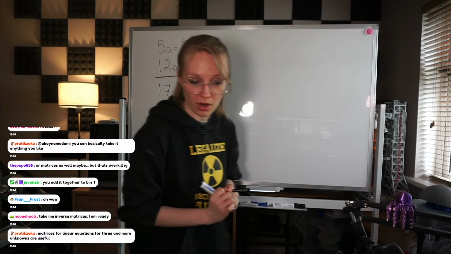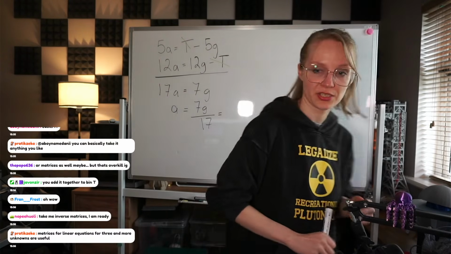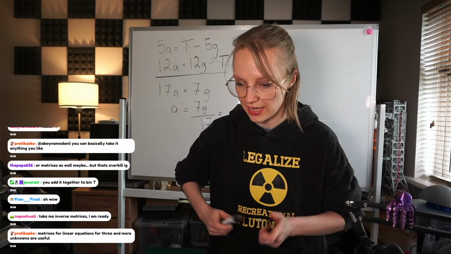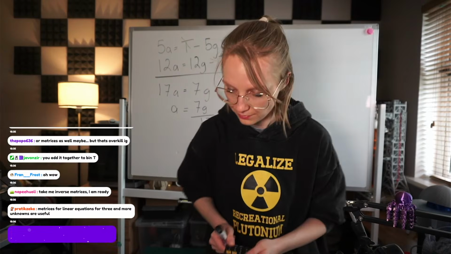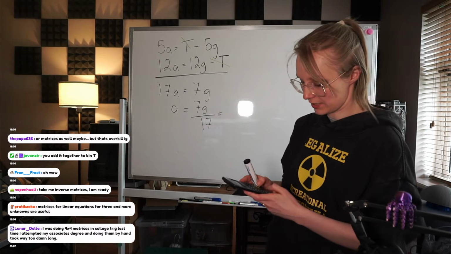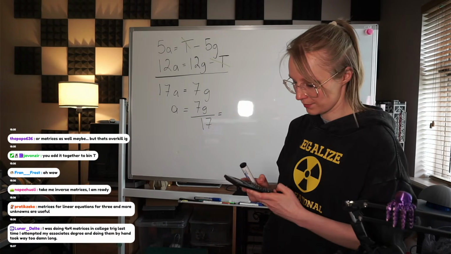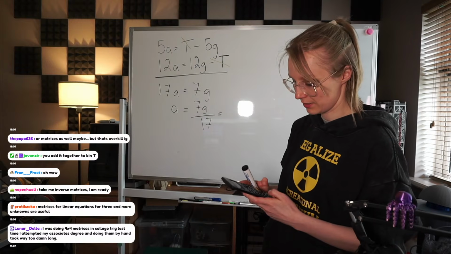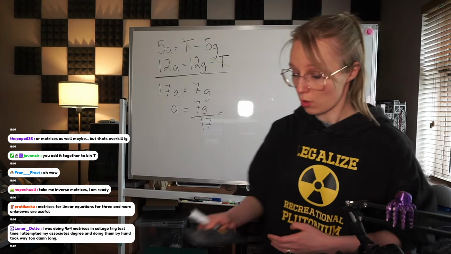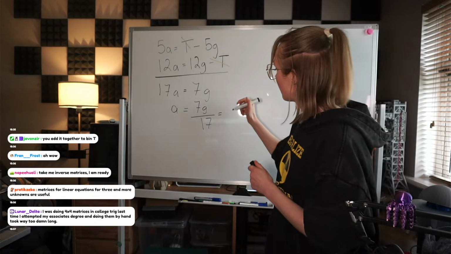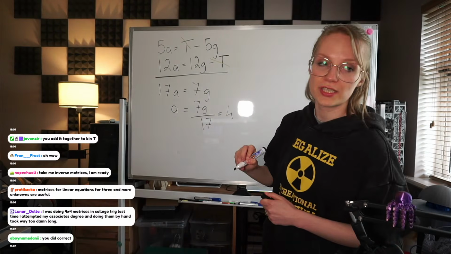Oh, I could be completely wrong. I could have completely forgotten how to do simultaneous equations. Correct me on that. I have a calculator here. Let's find out. 7 multiplied by 9.81 divided by 17. We get an answer of almost 4. Yeah, okay, 4. And what's the unit for acceleration?